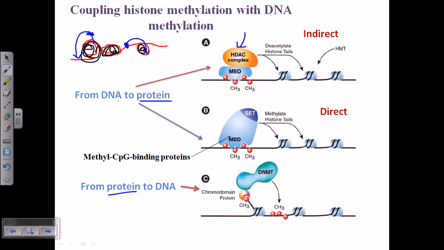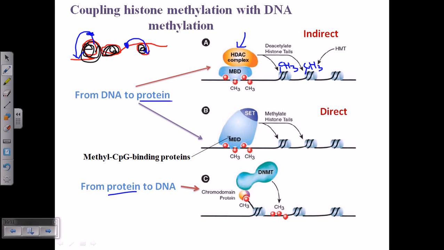Now we are looking at methylation from DNA to protein. Previously the DNA was methylated, but after MBD recruits HDAC, it will recruit the methyl group to the histone tail. So now the histone tails are going to be methylated. This kind of methylation is indirect because we need the presence of MBD and HDAC for the completion of the process.